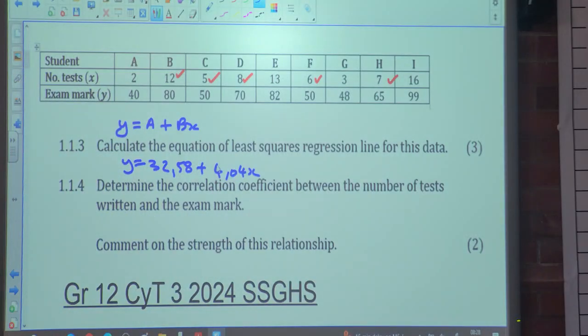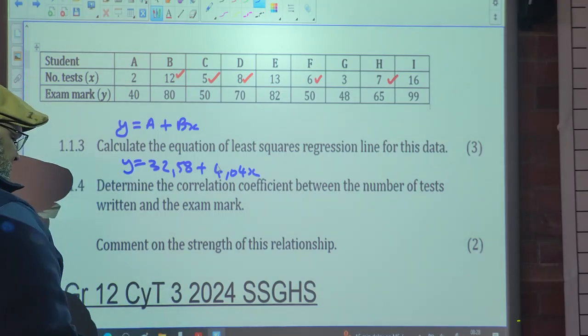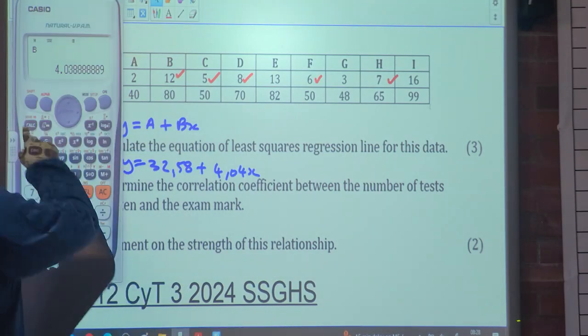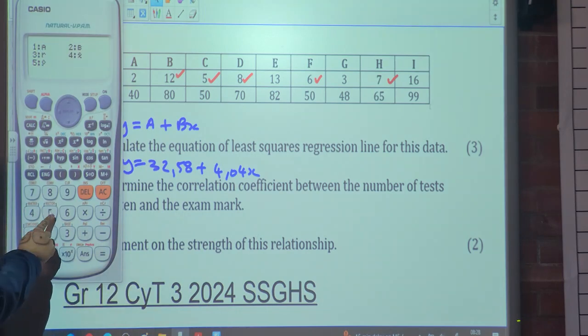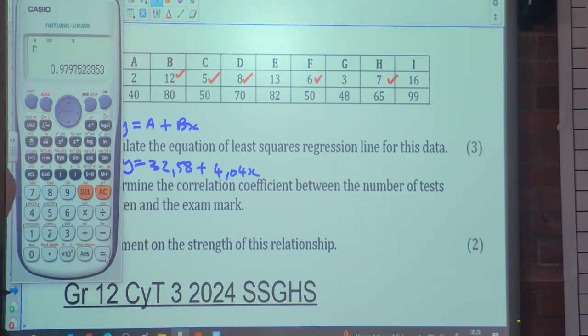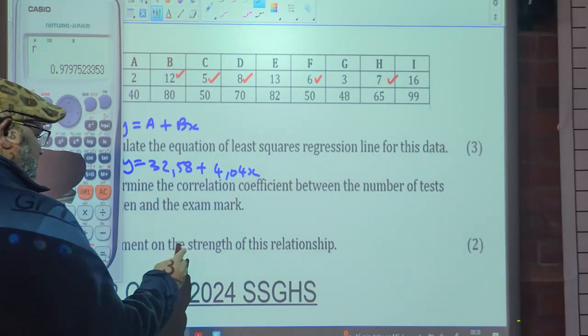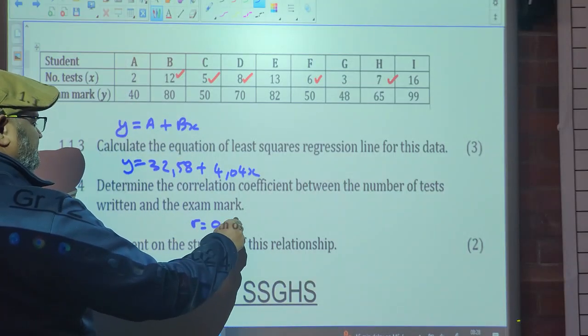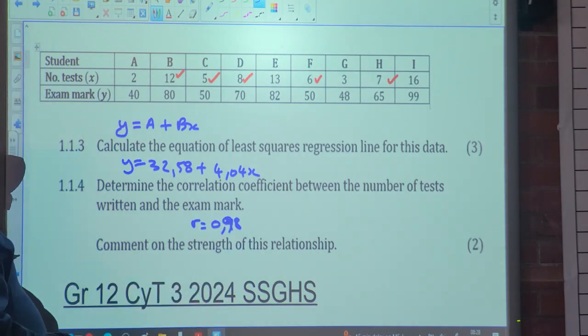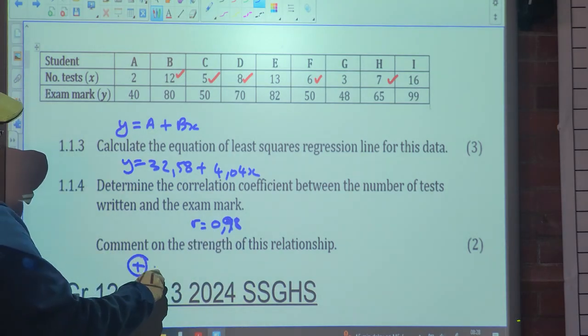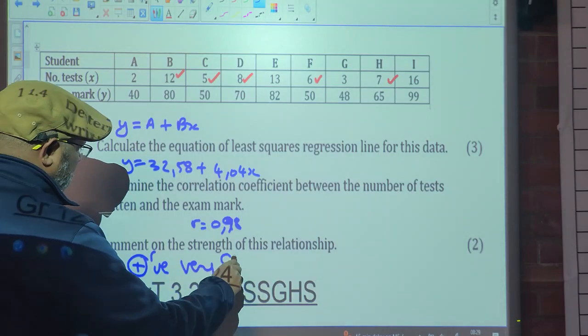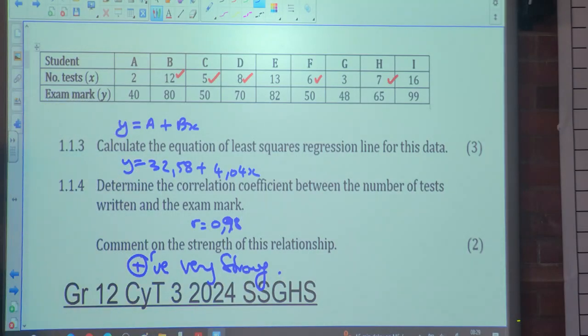Okay. Determine the correlation coefficient between the tests written and the marks obtained. That's your R value. So shift, stat, 5 regression, 3 for R, 0,98. So R is equal to 0,98. The question says comment on the strength, and there's going to be a positive, very strong correlation. Okay. So they expected you to have written that for that question.